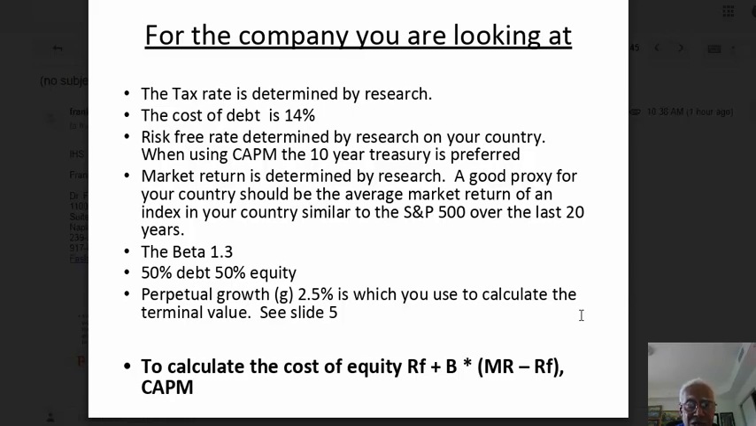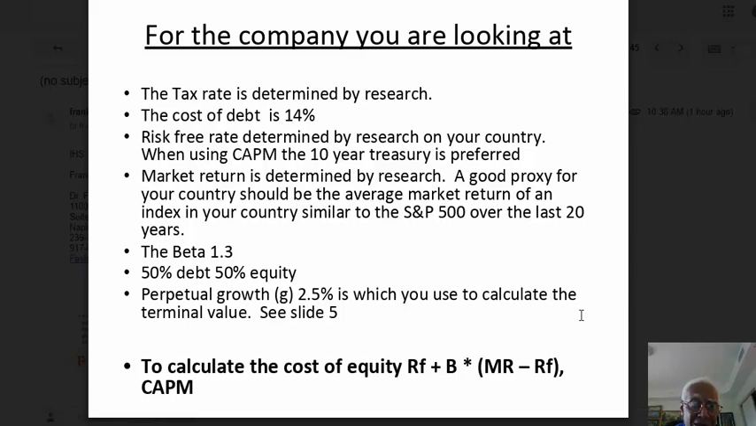The market return is also determined by research. In the United States, the market return is between 6 and 8%. Some people think it's around 6, some people think it's around 8. You can choose whatever you want. And for you, you're going to have to figure that out by looking at an index like the S&P 500 over the last 20 years. I want you to go back over the last 20 years and tell me what the average return is.